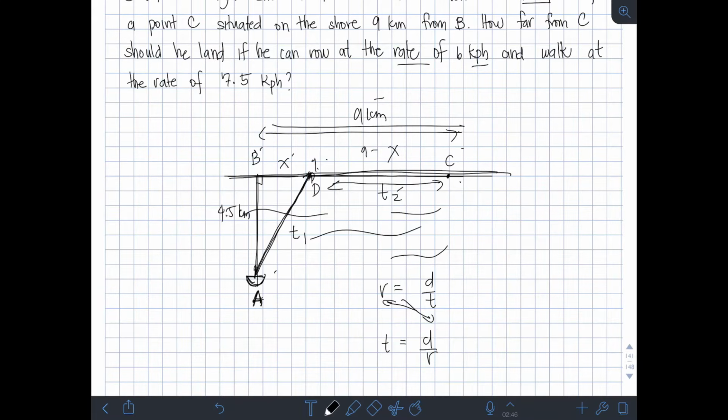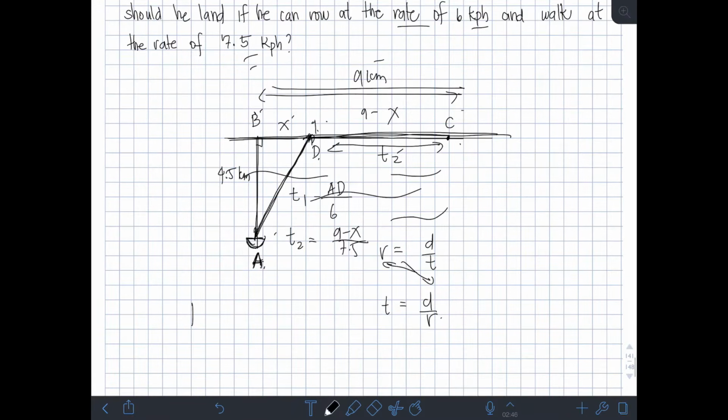Okay? So, para makuha si T1, divide natin yung distance niya from A to D, yung ita-travel nga dito sa tubig, by the rate. So, let's say, AD dito, diba? AD over, ano yung ating R? So, he can row at the rate of 6 kph. So, AD over 6. Tapos, yung T2, bale, is kapag nandito na siya sa straight shore, yung distance niya is 9 minus x, right? Over, ano yung rate niya? 7.5. So that, yung total time niya is T1 plus T2. Or, AD over 6 plus (9 minus x) over 7.5.